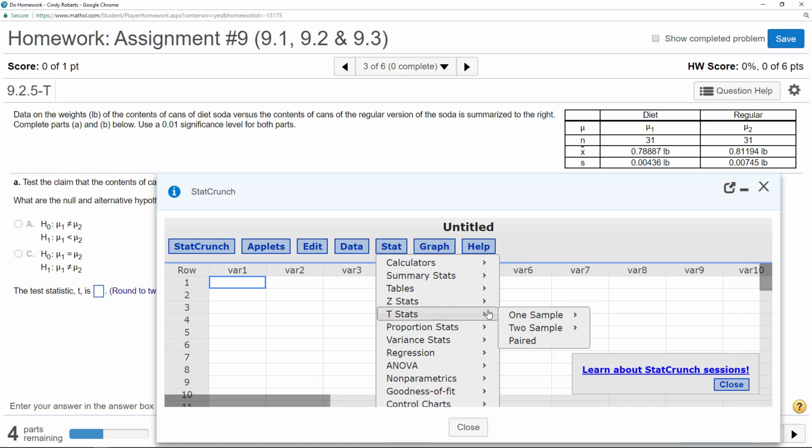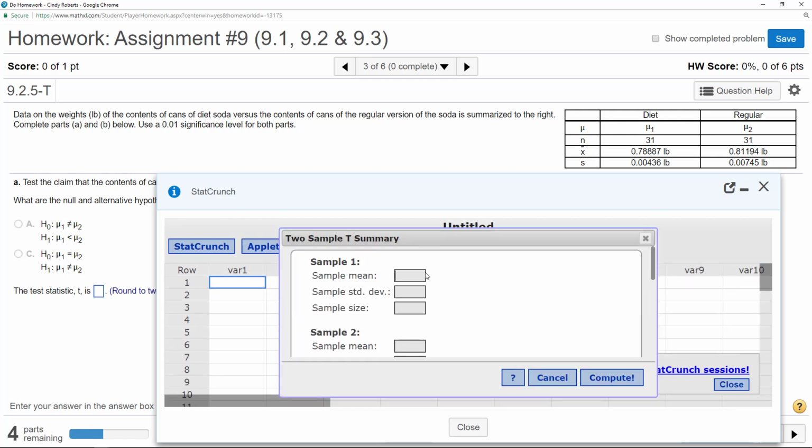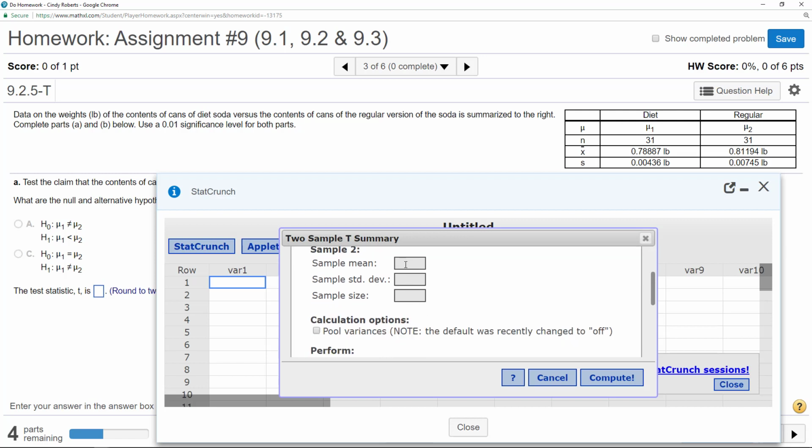I see two columns, so there's definitely two samples. They don't give me data, they give me the summary statistics. So I just start typing in the numbers. The sample mean is the X bar, 0.8887. Be careful that you're typing in the correct numbers. Standard deviation 0.00436, sample size 31. And then the next one is 0.81194, the sample standard deviation 0.00745, and sample size 31.